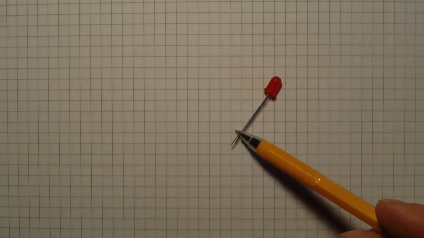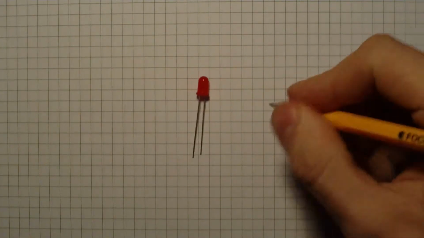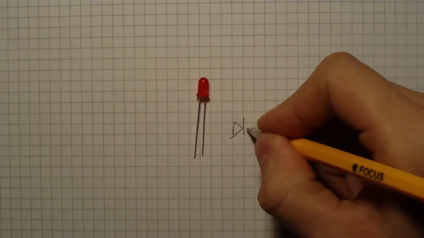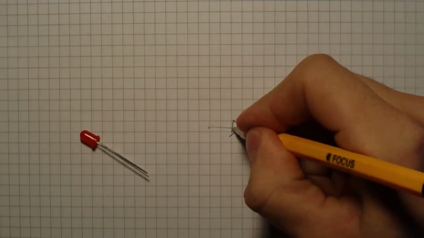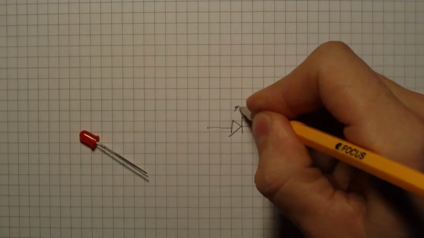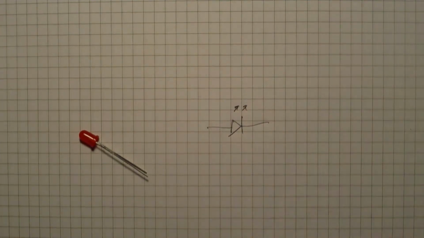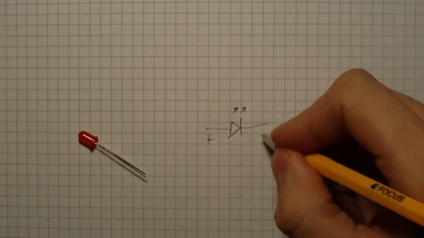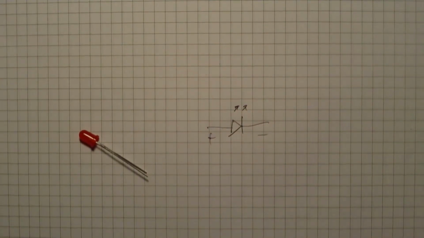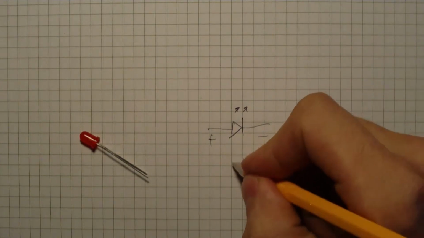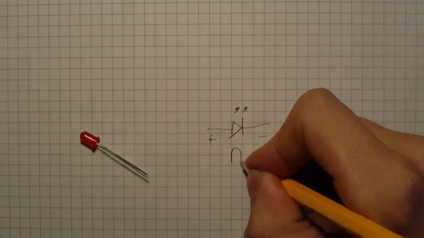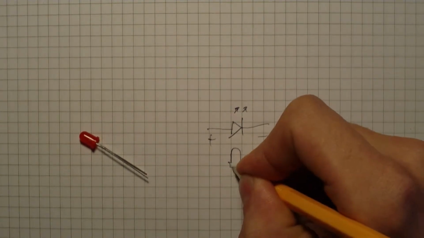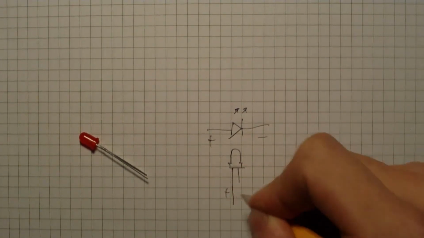Also, in future videos, you're going to see me drawing a schematic representation of an LED, which basically looks like this. So this being the anode, positive, and this being the cathode, negative. And if I drew an LED next to it, it would look something similar to this. Positive there and your negative there.